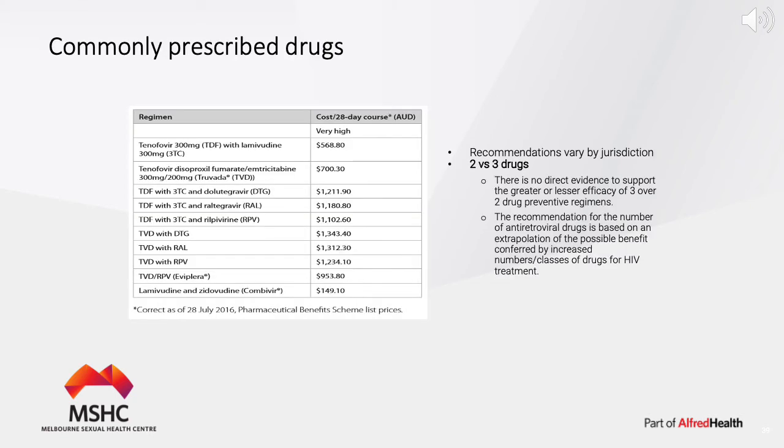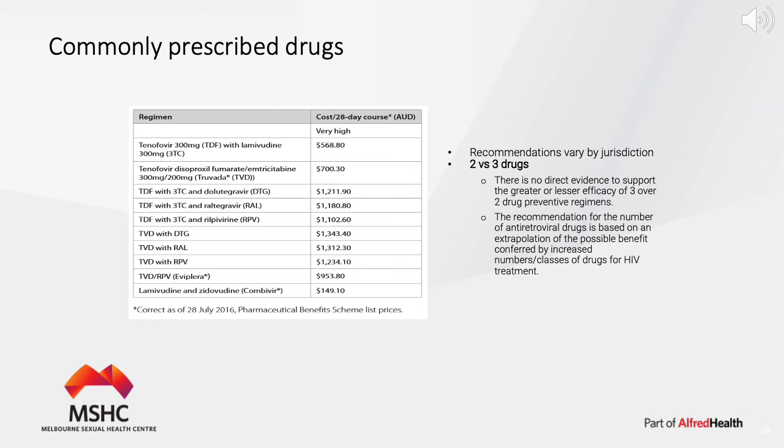Okay, so basically we're looking at cost. Cost is very, very high. Okay, so if you're using tenofovir with lamivudine, it's about $568. If you're using Truvada, $700, and then it becomes more expensive with the 3-drug regimens. Okay, so that is why we have the NPEP service to provide PEP.